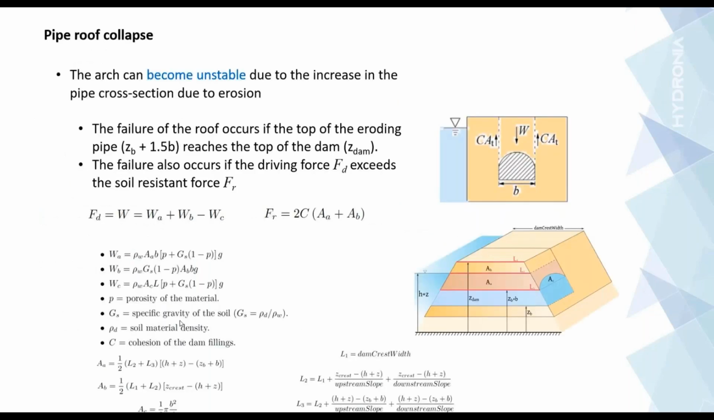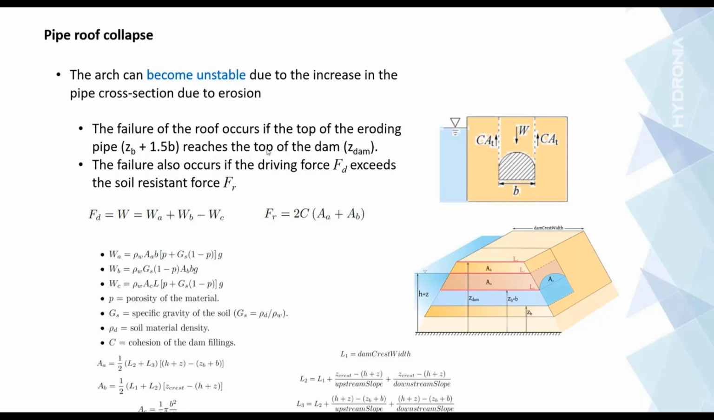Now, once the pipe collapses, then you get the trapezoidal cross-section. But how does the model determine if the pipe collapses? Now, there are two conditions that need to occur for the collapse.